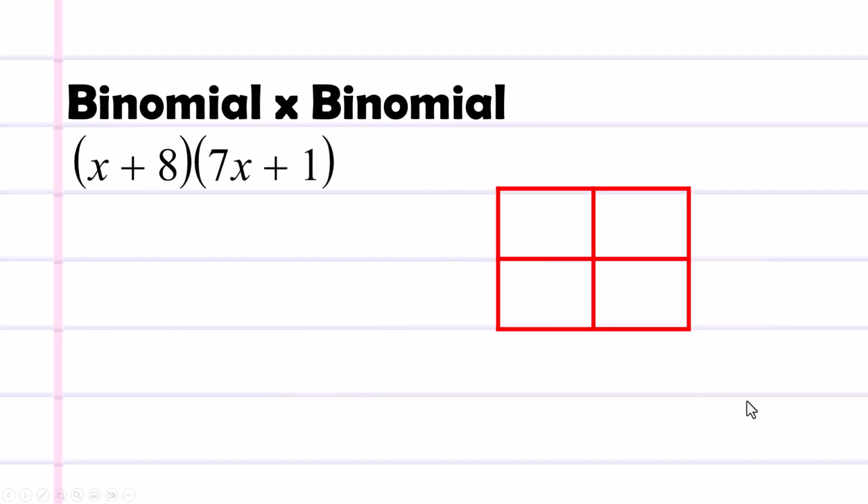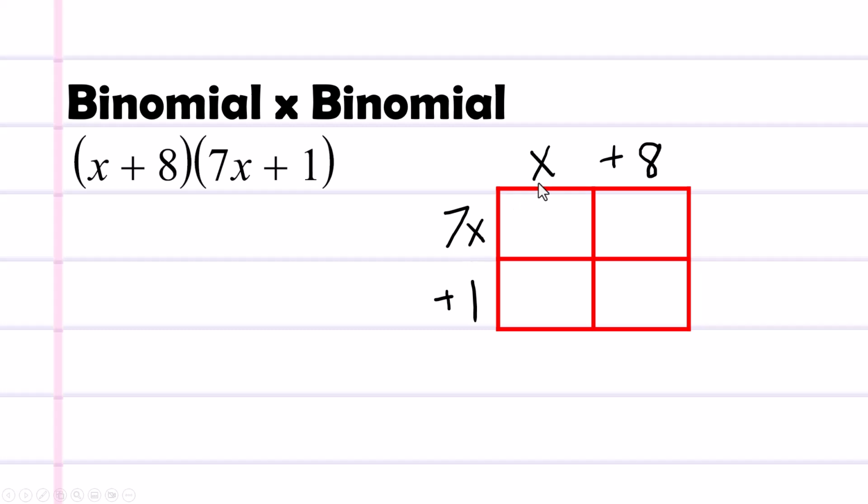All right, now we have a binomial times a binomial. So we take the top binomial. Doesn't matter which one you put on top. Just write one of them on top, and the other one goes down the side. Now, there's another way to do this called FOIL, which I'll talk about in a minute, but I wanted you to do the boxes first. I wanted to show that.